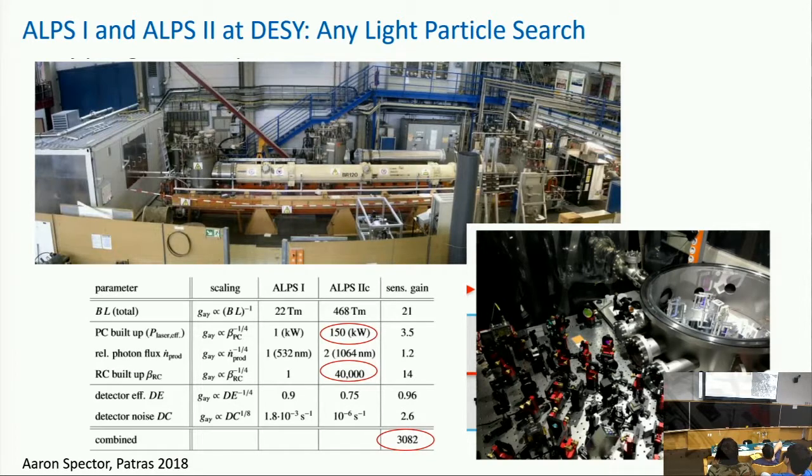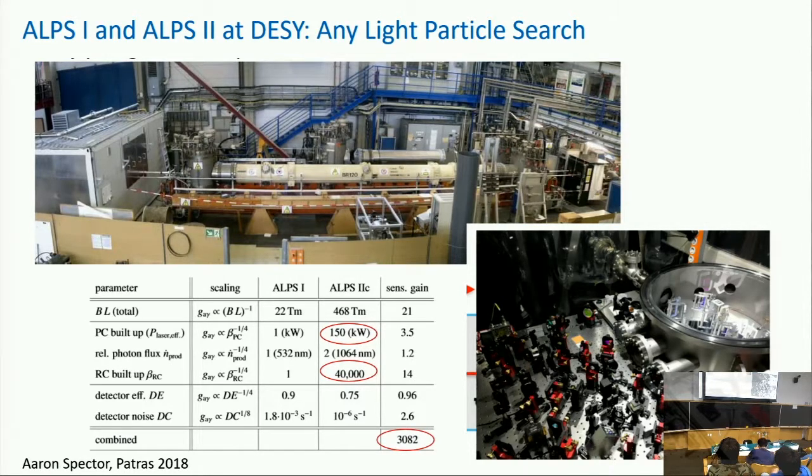It's a pretty big program at DESY in Germany. The first one was called ALPS 1, which had just power buildup on the laser side. And the second one, which is under construction now, also has a phase-locked optical cavity on the receiver side. They're going to have a buildup to 150 kilowatts of input power. They've got a quality factor of 40,000 on the receiver side.